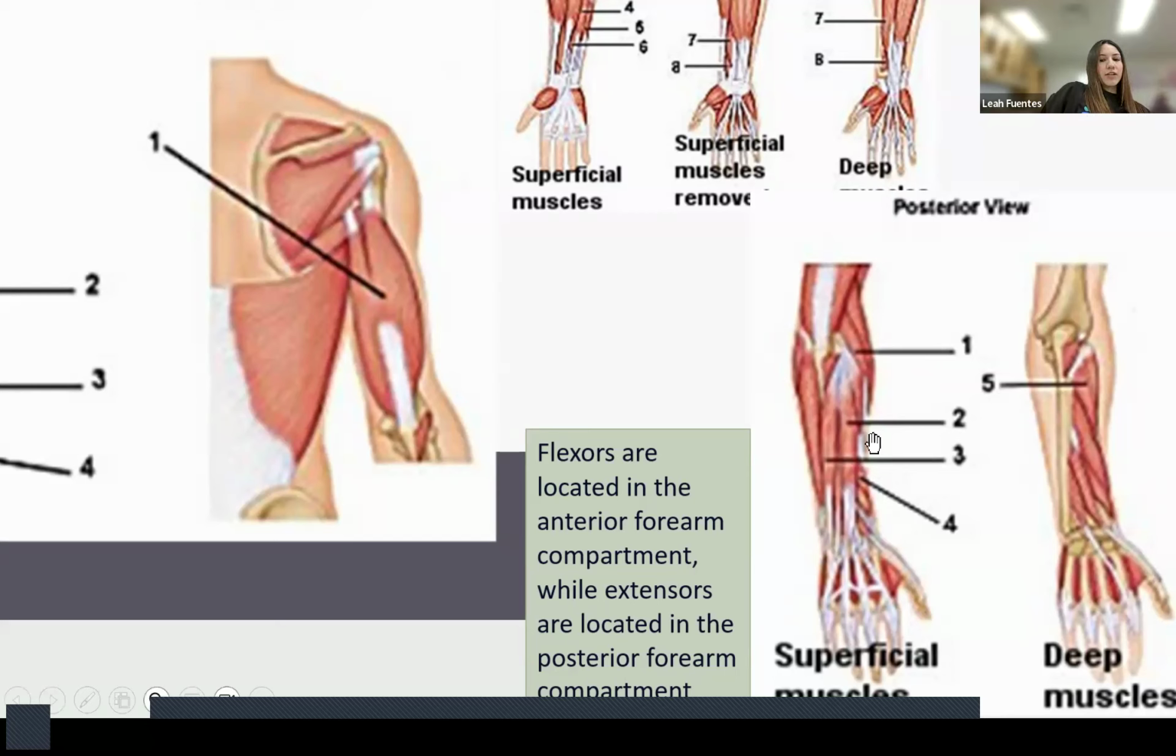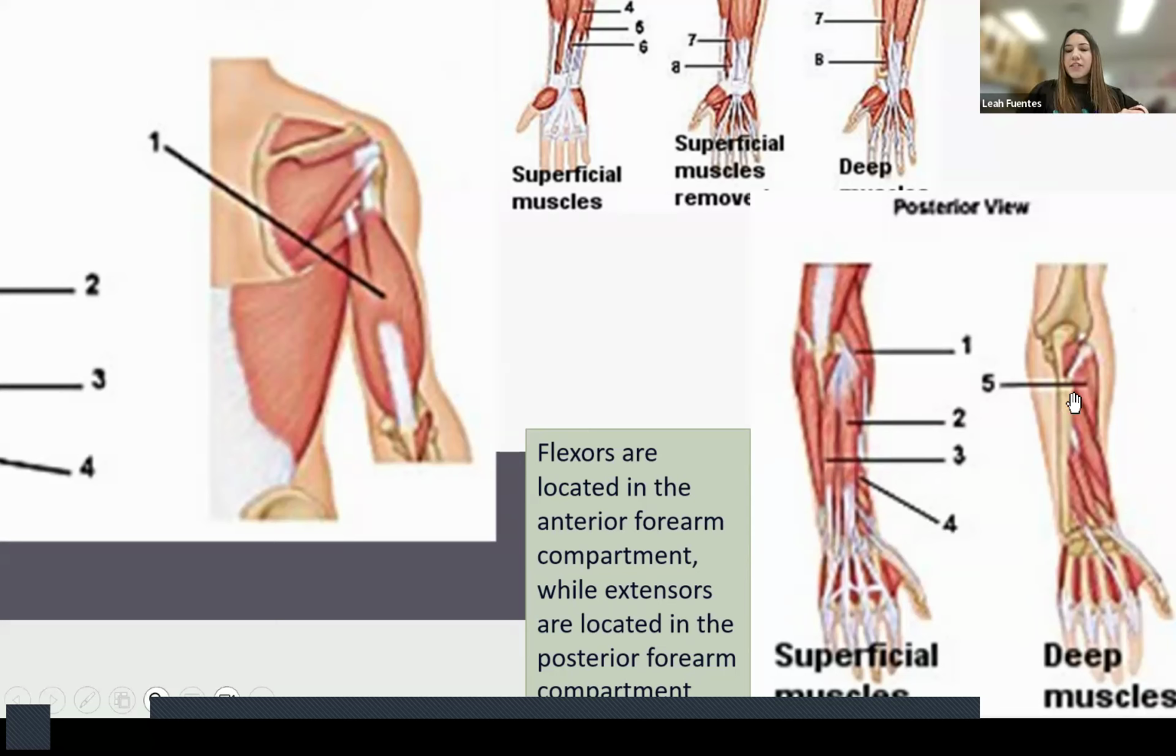again, these are posterior, so what should these be? Extensors. Which one for number 2? Yeah, the extensor digitorum. 3. Extensor carpi ulnaris. And then 4. Yes, the extensor pollicis longus again.